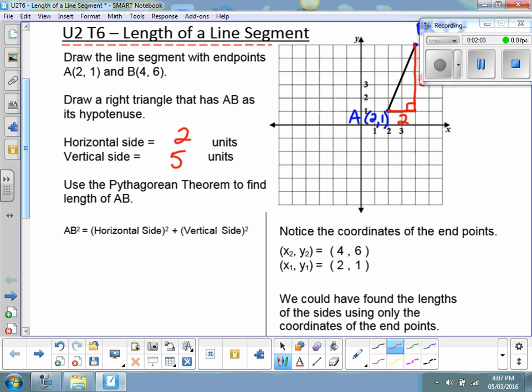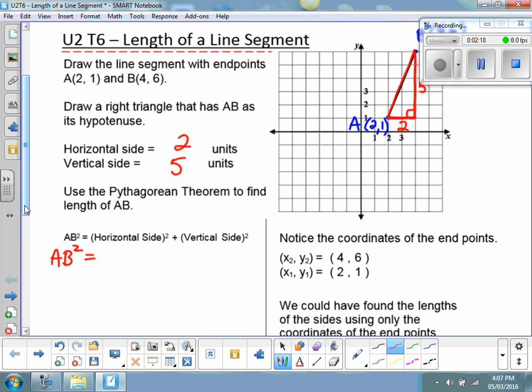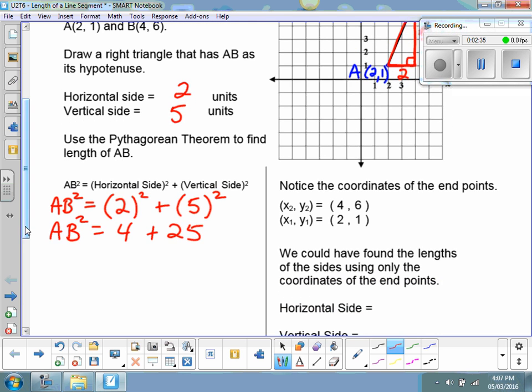So I'm trying to figure out what AB is. So AB squared equals, and remember, we're looking at a right angle triangle here, so it's like a squared plus b squared equals c squared. So the horizontal and the vertical side are our 2 shorter sides. So that's going to be 2 squared. That's going to be 5 squared. We get 4 plus 25 when we square those.